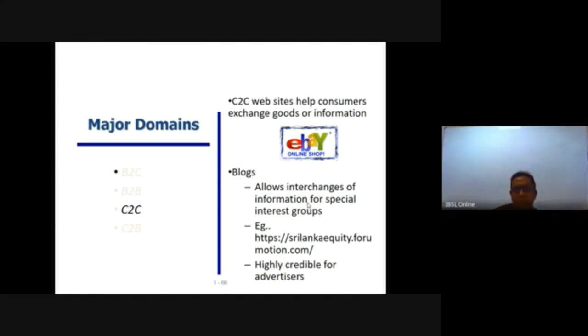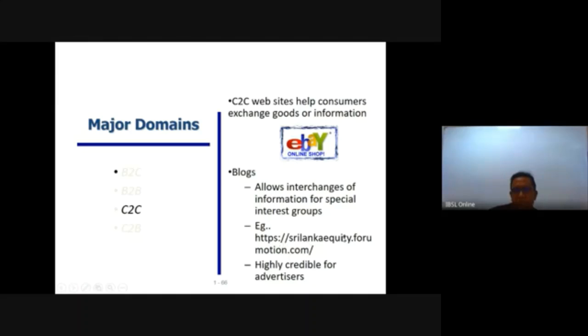Again, customer to customer. Now there are certain blogs where sometimes you might not have commercial transactions, but information is shared. They allow interchanges of information for special interest groups. They are called blogs, right? But eBay is a commercial online shop where you can buy goods online.